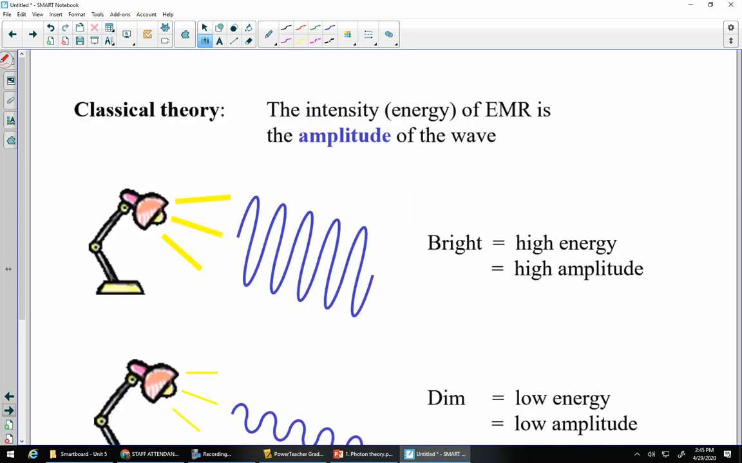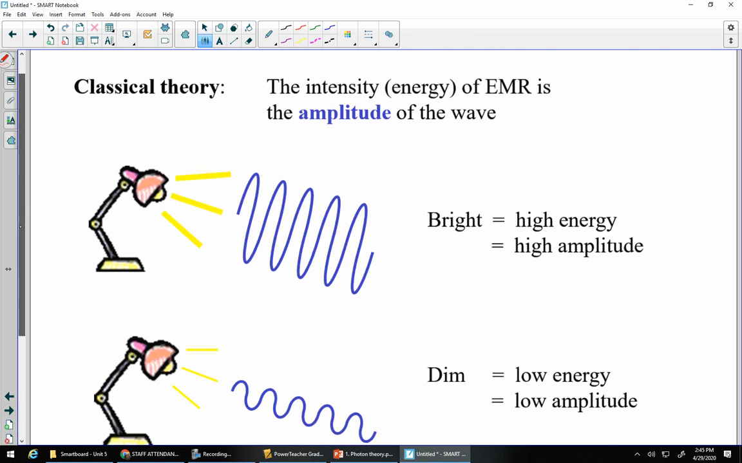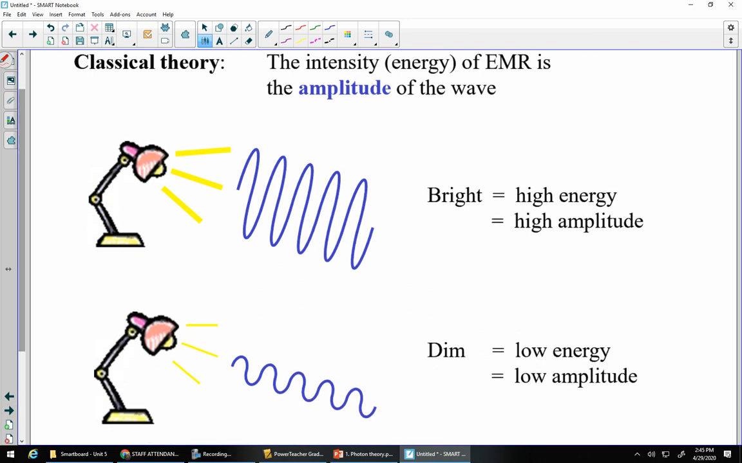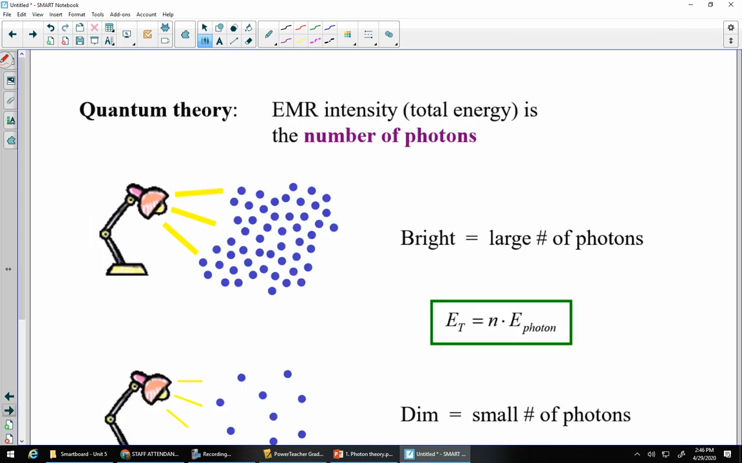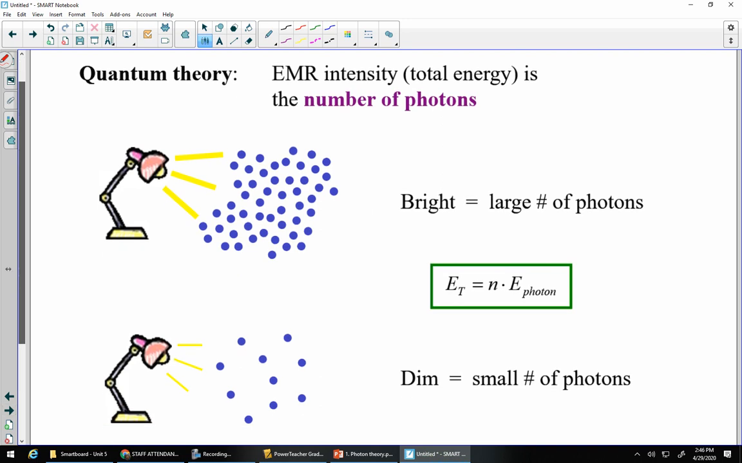For EMR, it's going to be a little different. So again, here's a slightly better picture, and by slightly I mean considerably better picture of what I drew. So classical theory is all about amplitude. So bright light would have a high energy because it's got a high amplitude. Dim would have a lower energy and therefore a lower amplitude. Whereas quantum theory, now this is a little bit different because each individual photon of the same frequency has the exact same energy. Right? So each individual photon.